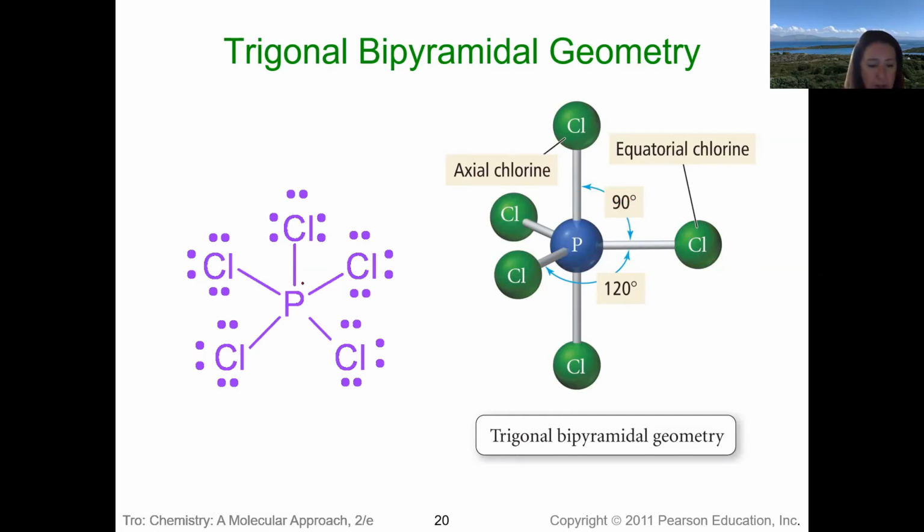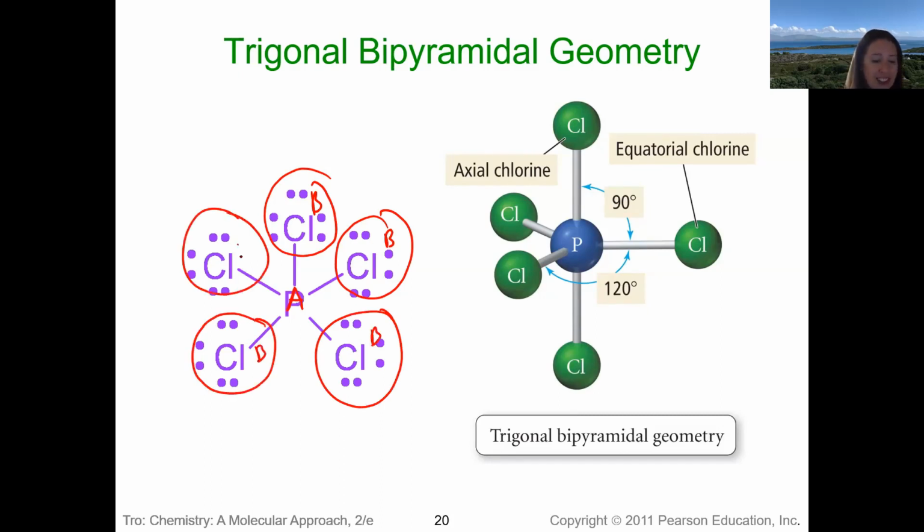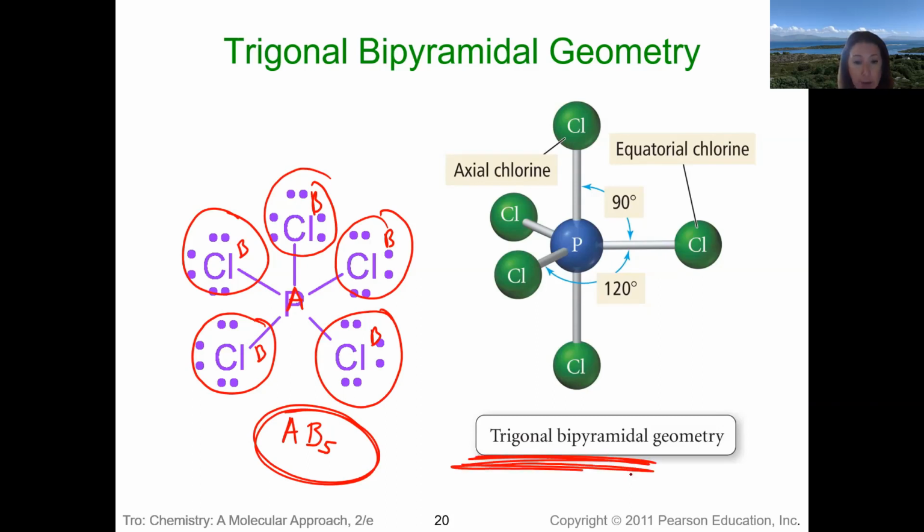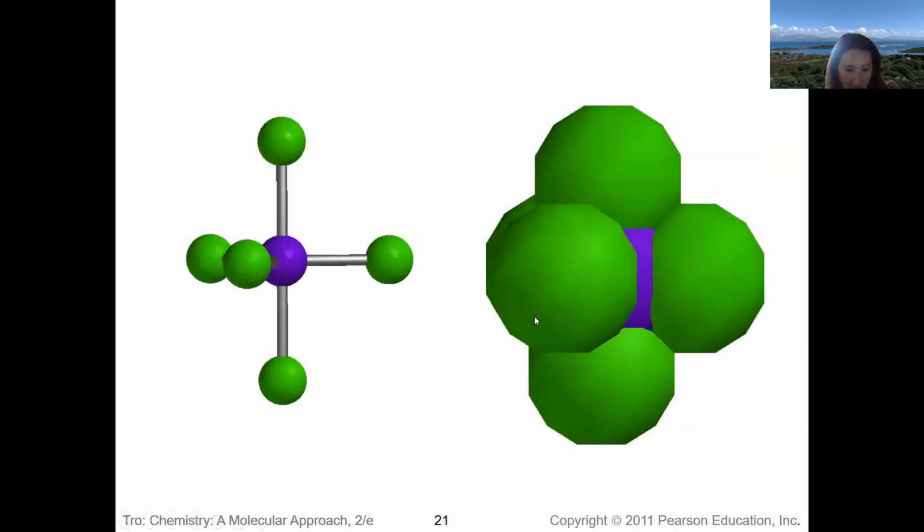Now, if we look at this generic shape, we just call the middle A, and then we call each of the surrounding atoms B, because they're all bonded atoms. That's AB5. So whenever we have a structure with one atom in the middle and 5 atoms around it, it's AB5 trigonal bipyramidal. Its bond angles are 90 and 120. Here's me again trying to make it so you can see it, but it's a little difficult.